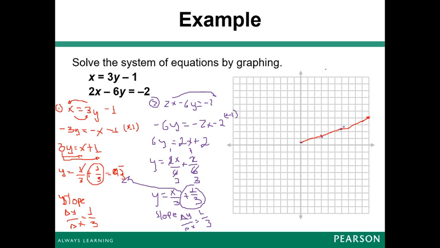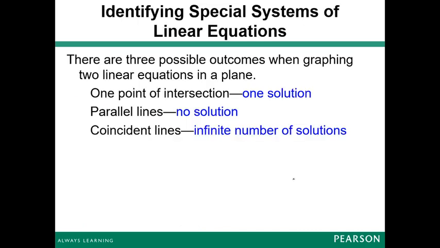So we have one line on the other one. Look at that. So these systems of equations are very strange, but why? It's for this reason. There are three possible outcomes when we graph two linear equations in a plane.